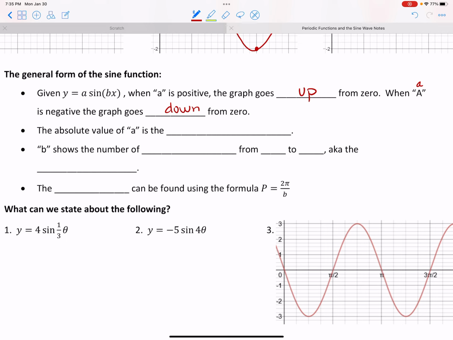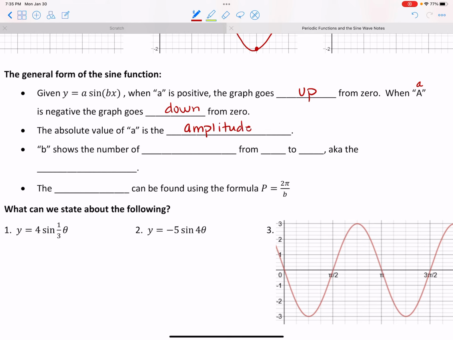And then the absolute value of a, so if there's a 2 here, not only is it going to go up, but it's going to go up to 2. If there was a -2 there, then it's going to go down to -2. So that number not only tells us if we're going to go up or down from 0, it's also going to tell us the amplitude. How far do we have to go up, or how far do we have to go down? So what is that, max or min?